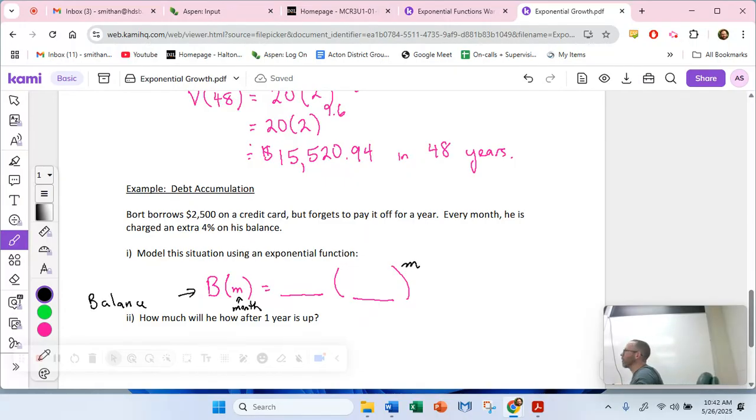It's just every month, so we don't need M divided by anything in the exponent. What are you going to put in for the initial value and the base if his debt is growing by 4% every month? The question says, how much will he have after 1 year?